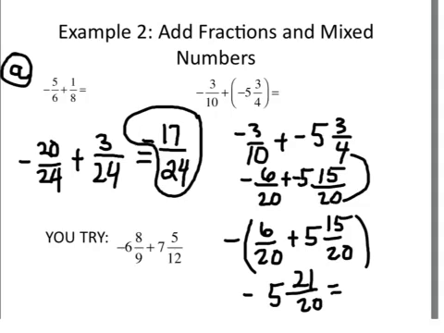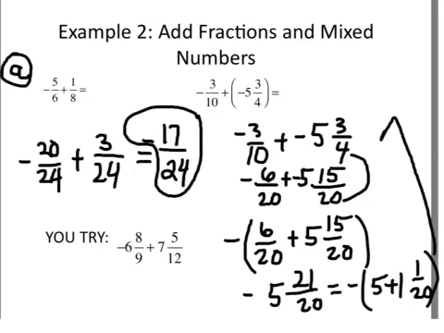But wait, 21 over 20 is improper, so I've got this improper mixed fraction. 20 goes into 21 one whole time, so I end up with negative 5 plus 1 and 1/20th. I'm about to take this to the next level, lifting it up here. Check this out. My final answer is negative 5 plus 1 is 6 and 1/20th.